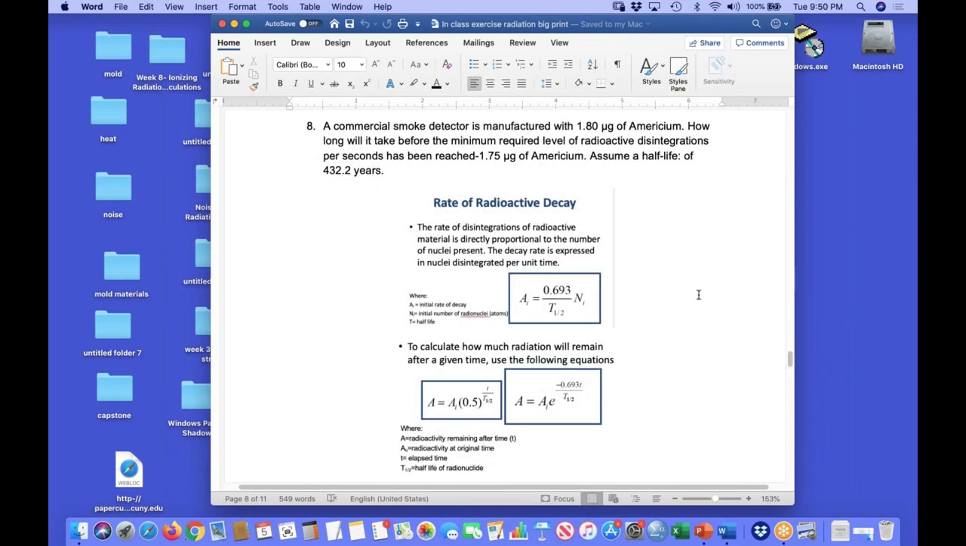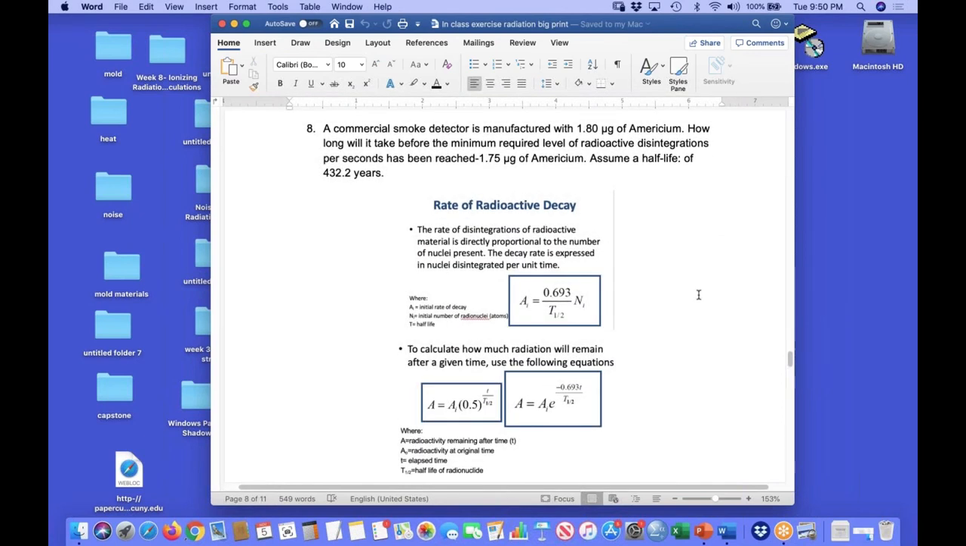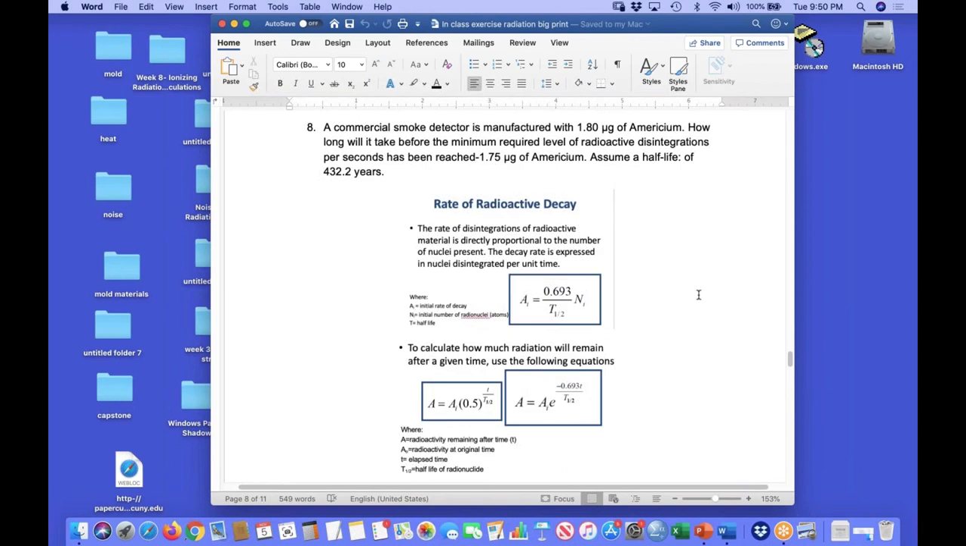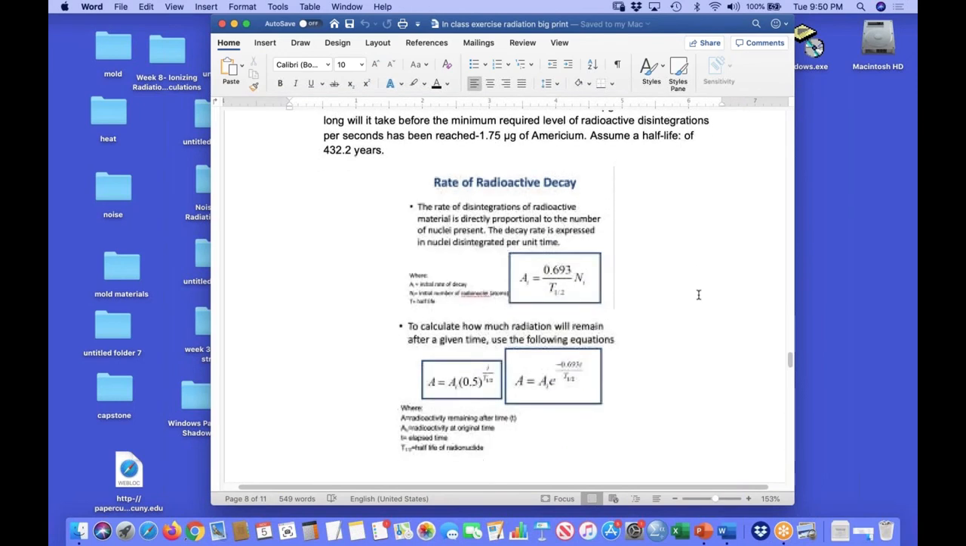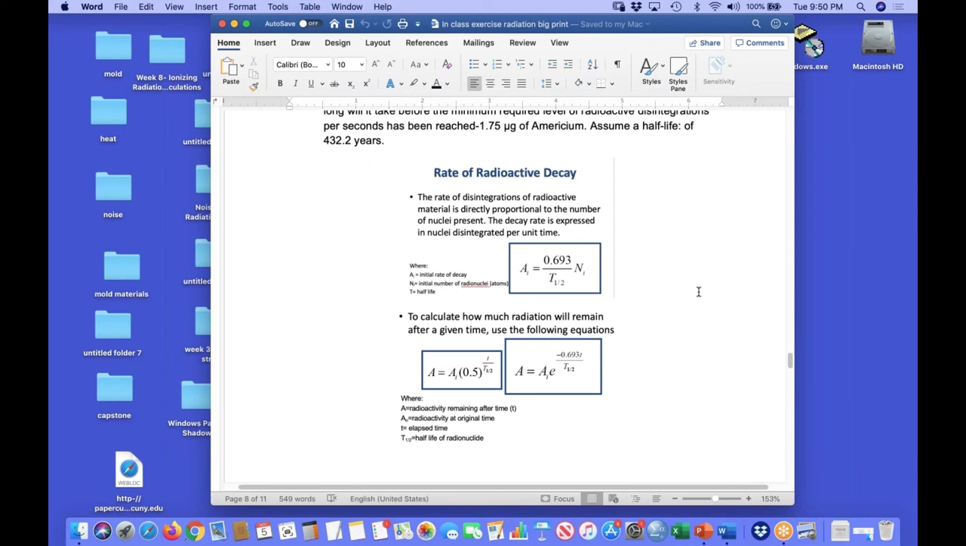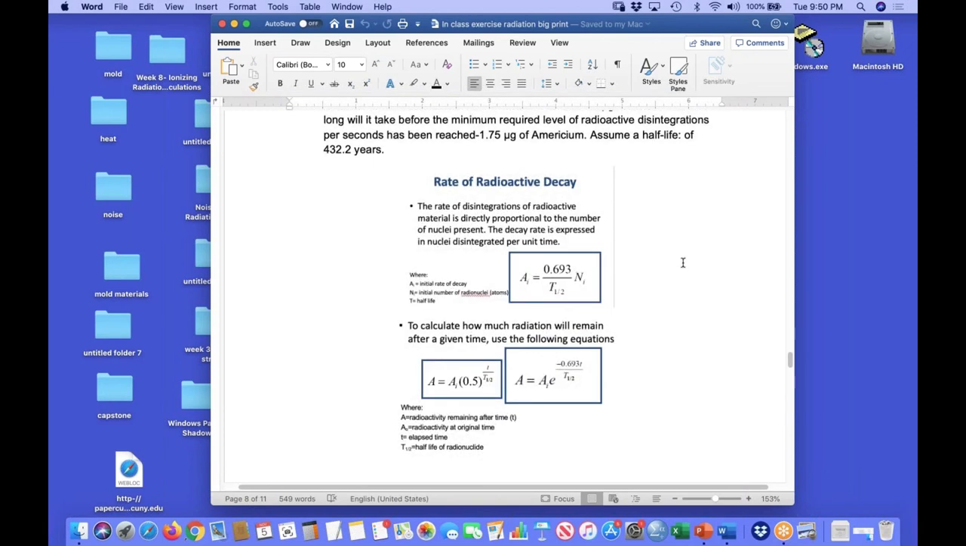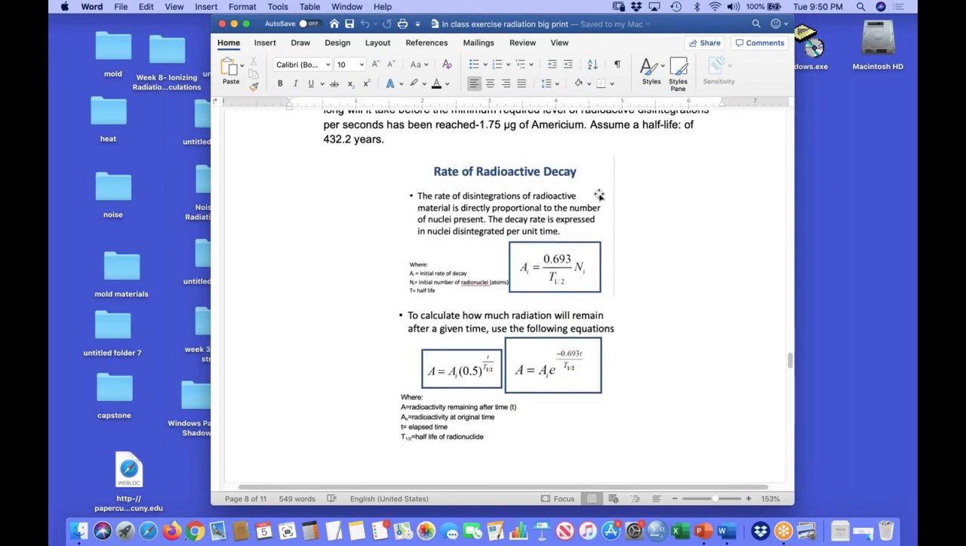The next one: a commercial smoke detector is manufactured with 180 micrograms of americium. How long will it take before the minimum required level of radioactive disintegrations per second is reached? I guess we're getting ready to get out of here.